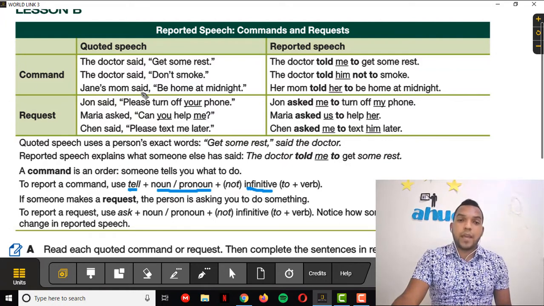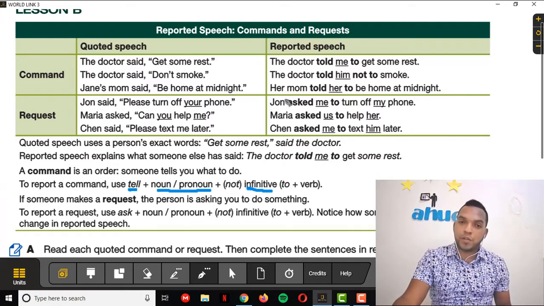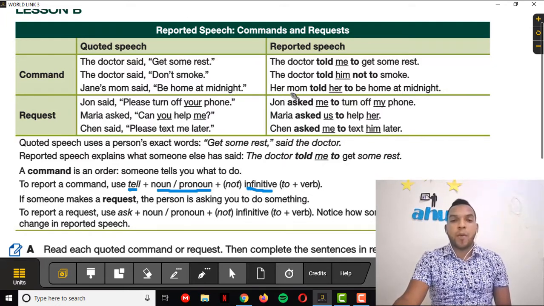James' mom said, be home at midnight. So in a reported speech, I have to say, her mom told her to be home at midnight. So you can see the difference, right? Actually, when it's in present and it's in negative. In the negative, not, and then infinitive.